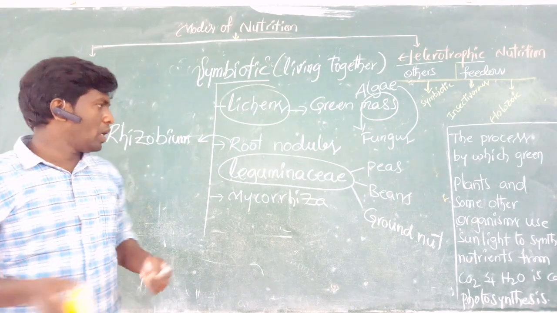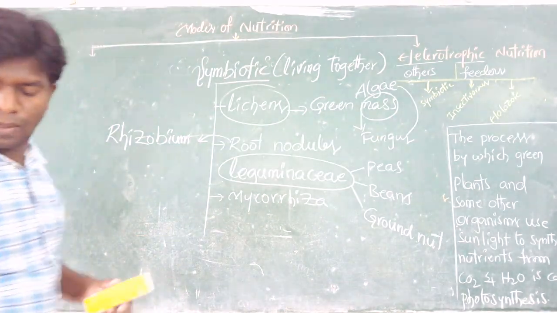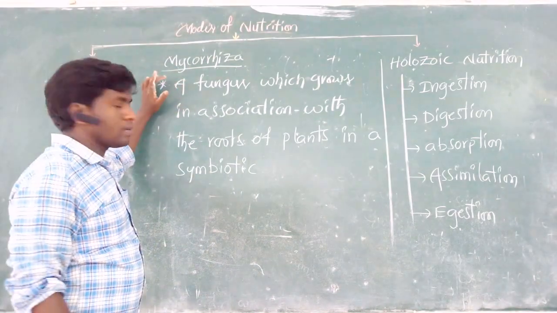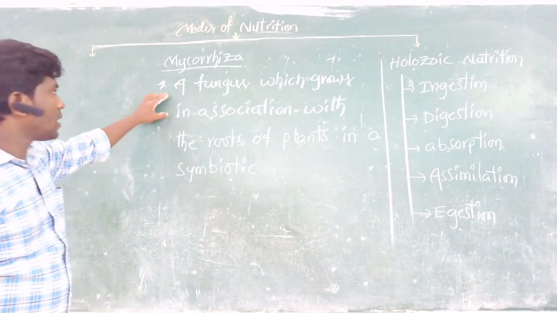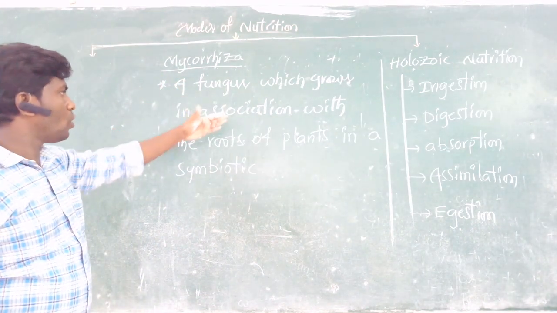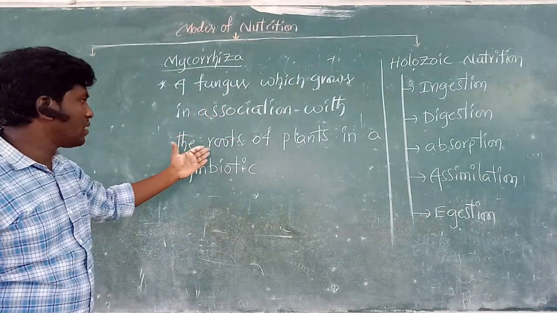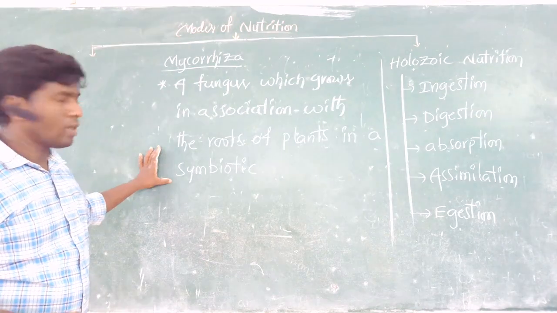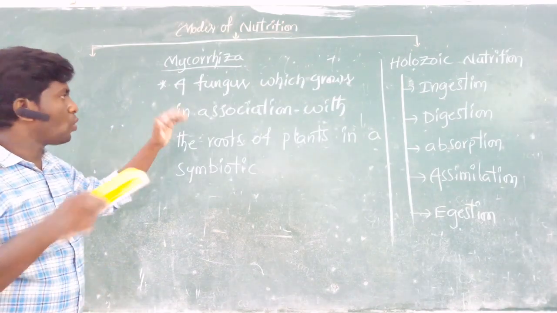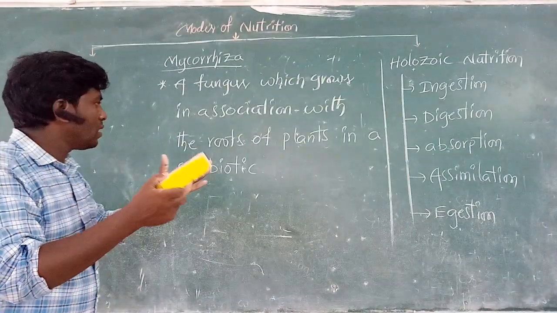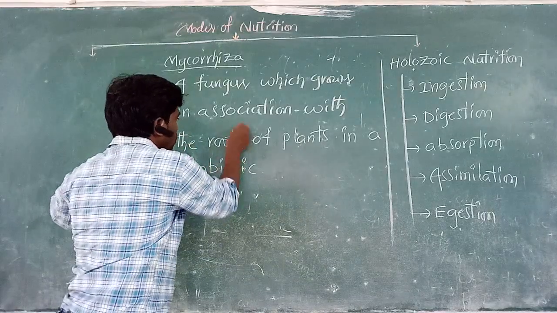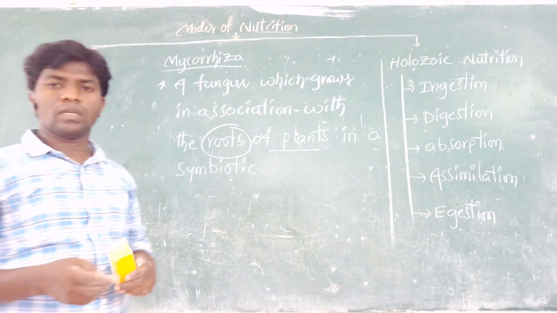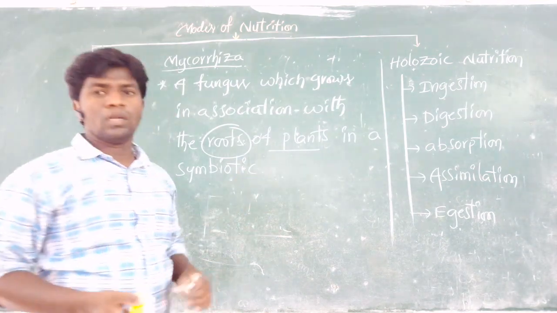And next, mycorrhiza. What is that? Look at the board. Mycorrhiza is a fungus which grows in association with the roots of a plant in a symbiotic relationship. So this is one type of symbiotic nutrition.